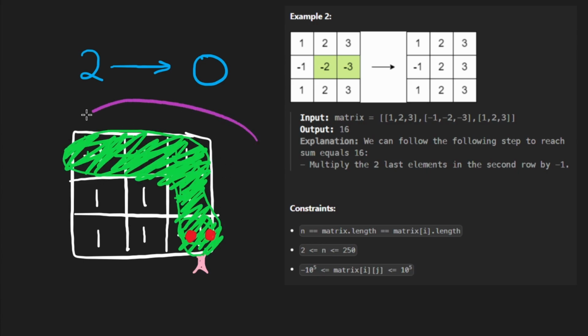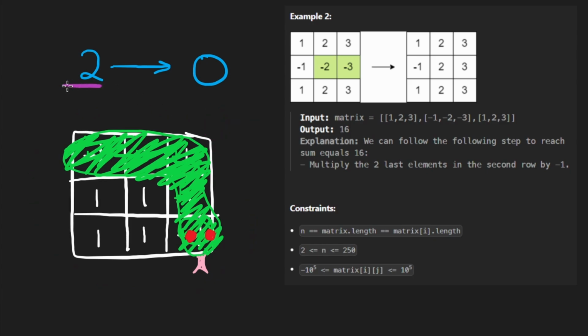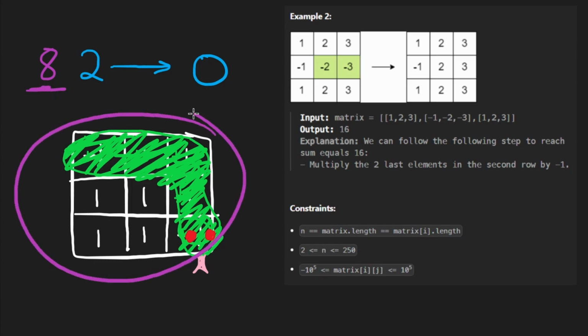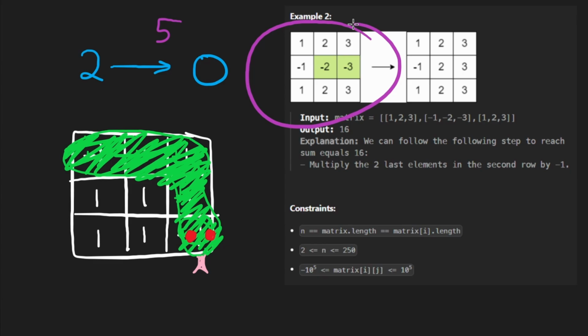And now that we've made that key observation, intuitively it becomes obvious to us that whether we have 2 negative numbers or 4 or 8, regardless of where they are in the matrix, we should be able to reduce the count down to 0. Now, if we have an odd number like 3 or even 5, regardless of where they are in the matrix, we can get it down to 1. But that's the best that we can do.